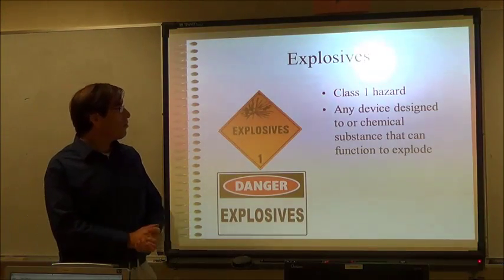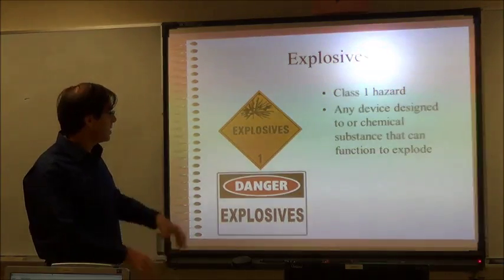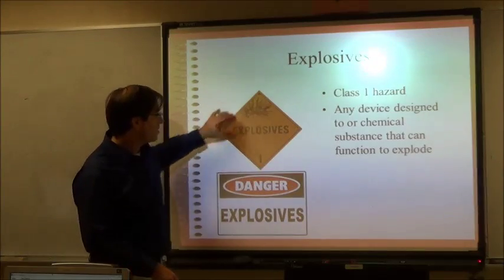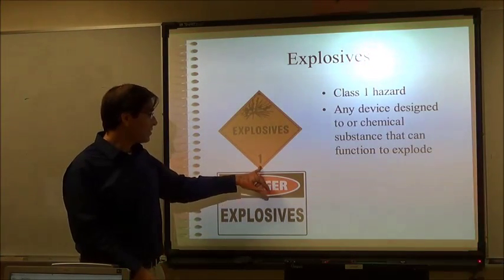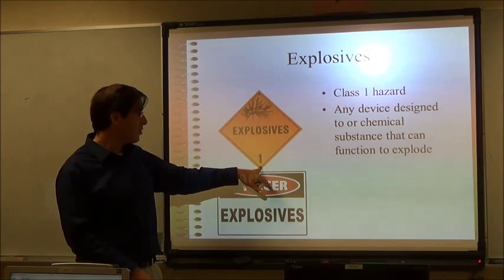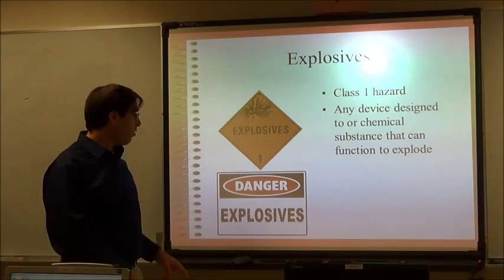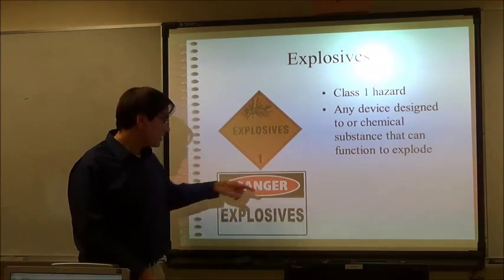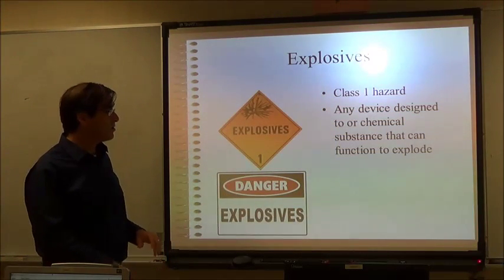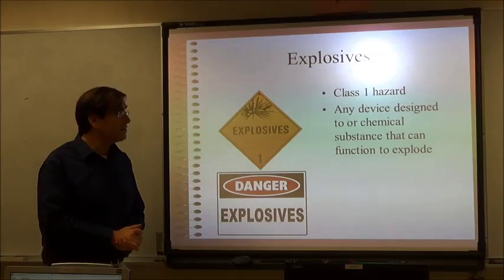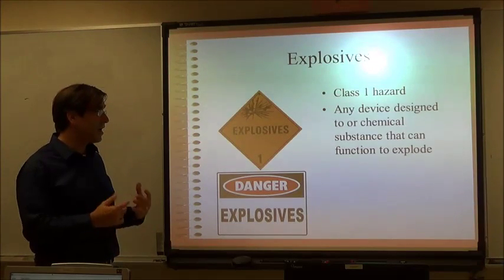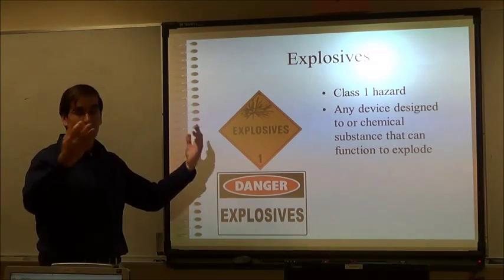So, class number 1, explosives. It would be indicated by this orange symbol here. It will have the number to indicate the class that it belongs to. All the classes will be indicated by the number they correspond to. So in this case, 1. Or you'll sometimes see signs such as this, danger explosives. Either one would do. These are any devices or chemicals that are designed to function in an exploding capacity.